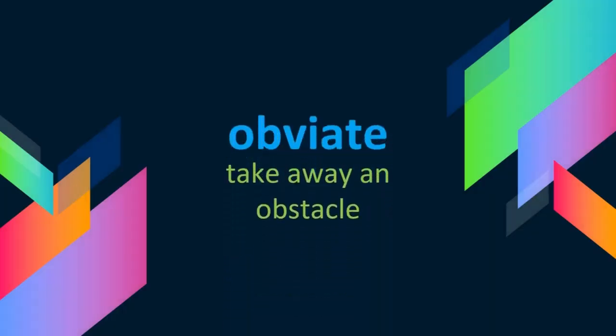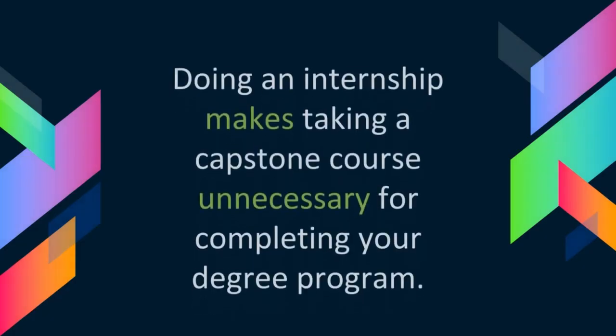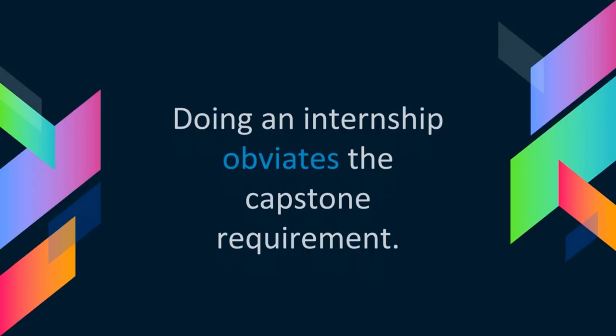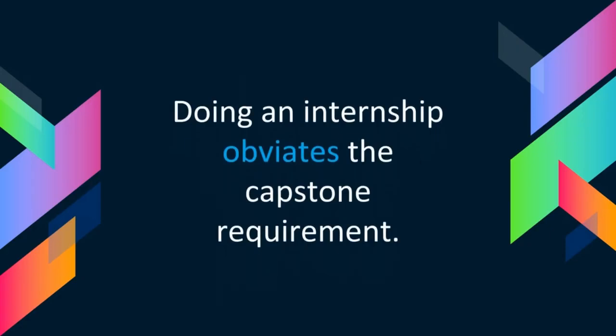Our next verb is obviate. Now, if you're not familiar with this verb and you come across it in the TOEFL test, you may try to guess that it has something to do with a word that you probably know, obvious. But it doesn't mean to make something obvious. It means to take away an obstacle. Let's look at an example. Doing an internship makes taking a capstone course unnecessary for completing your degree program. Doing an internship obviates the capstone requirement.